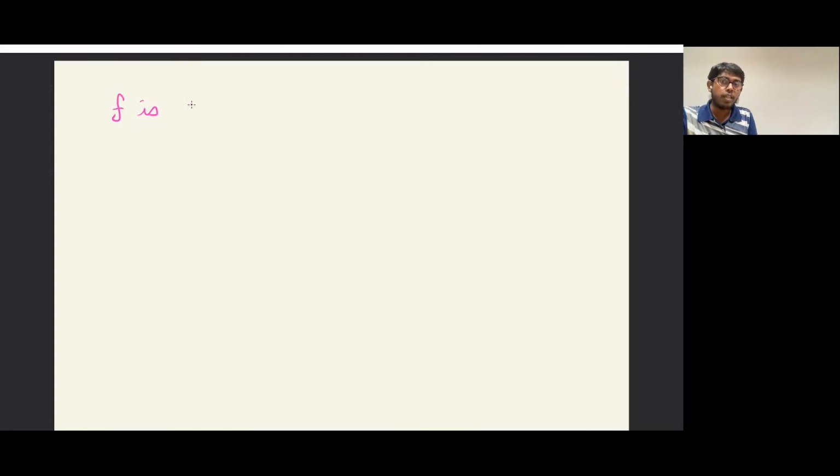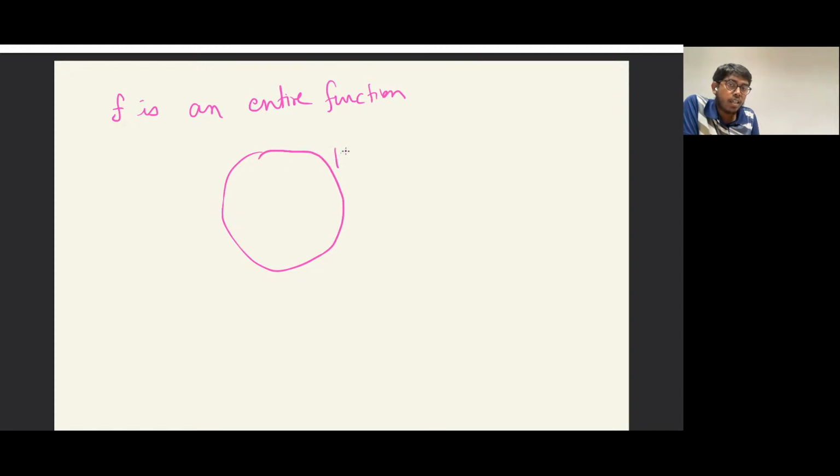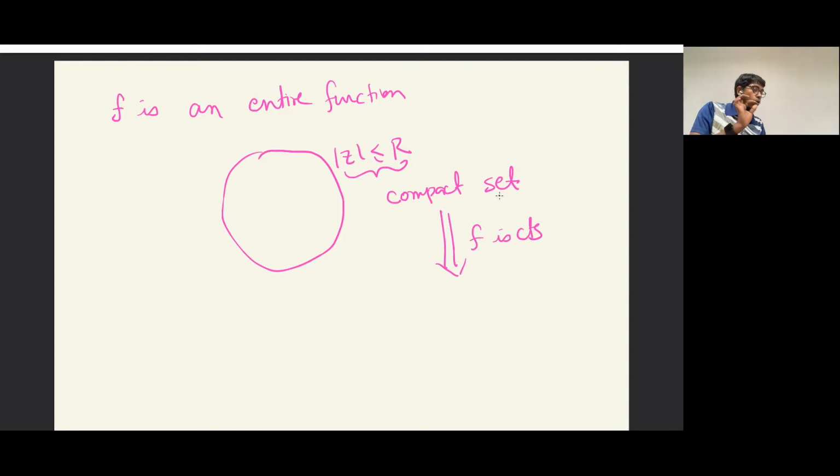f is an entire function. Fine. This is an entire function. And see where we are discussing the boundedness. We are discussing the boundedness on mod z less than equals to r. Okay. Is this a compact set? This is a compact set. f is a continuous function. f is continuous. So on a compact set, the continuous map sends a compact set to a compact set.